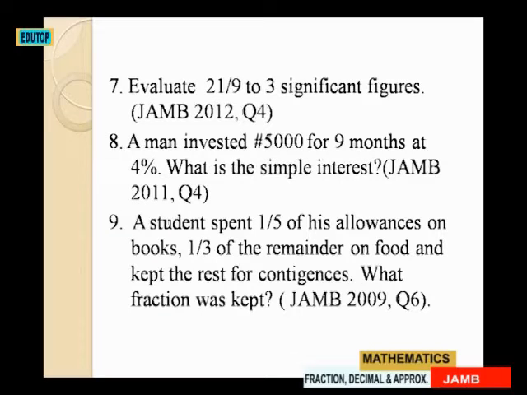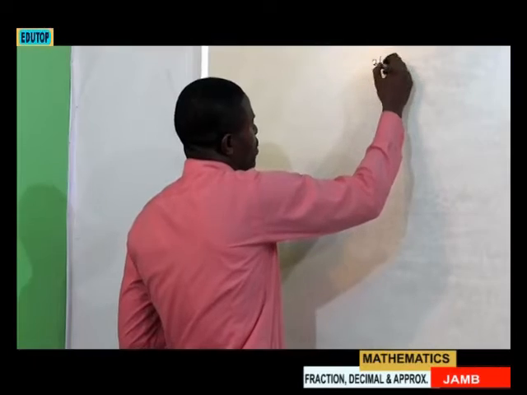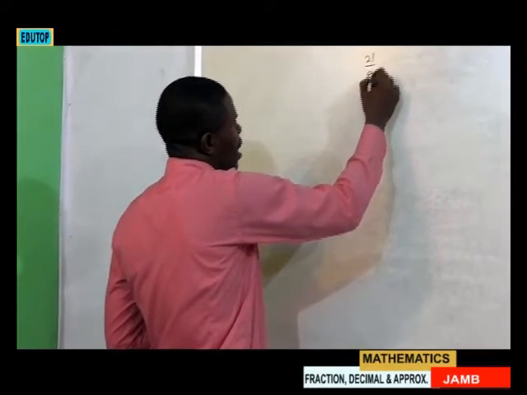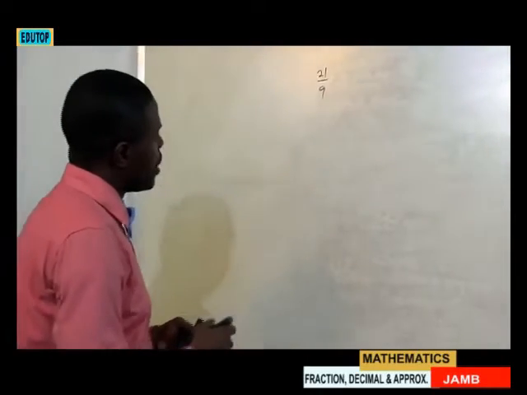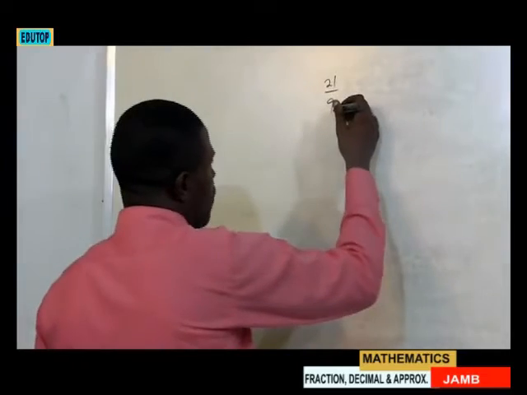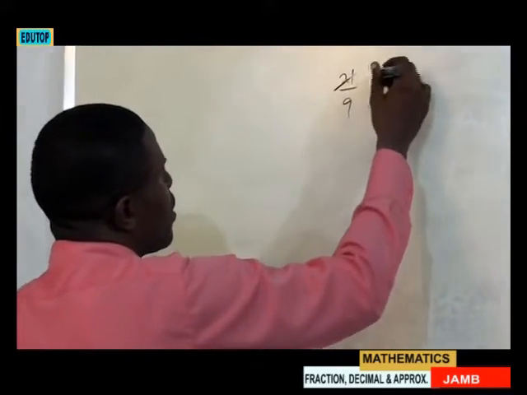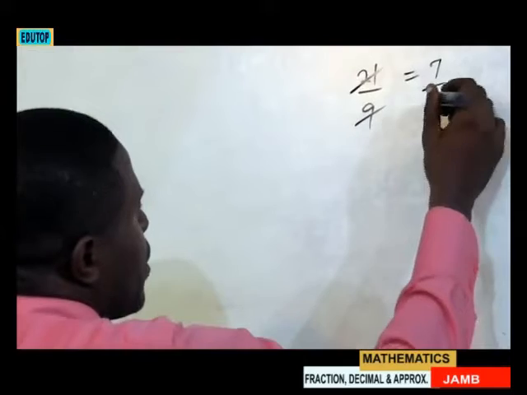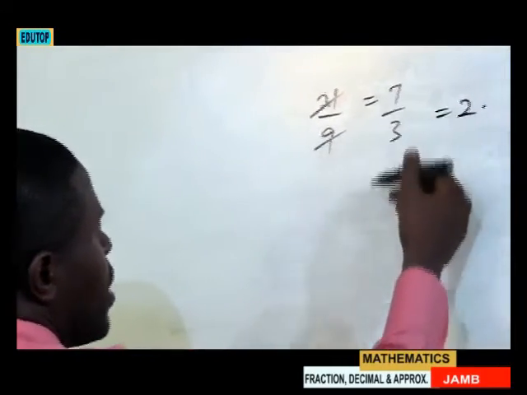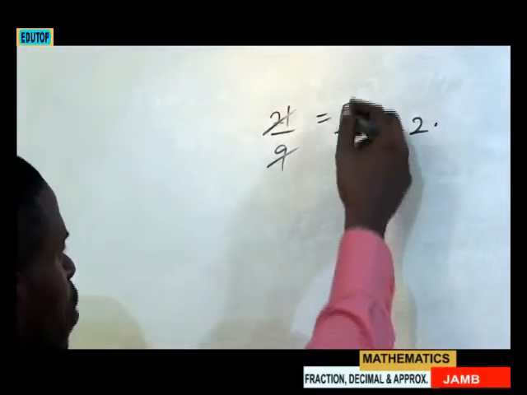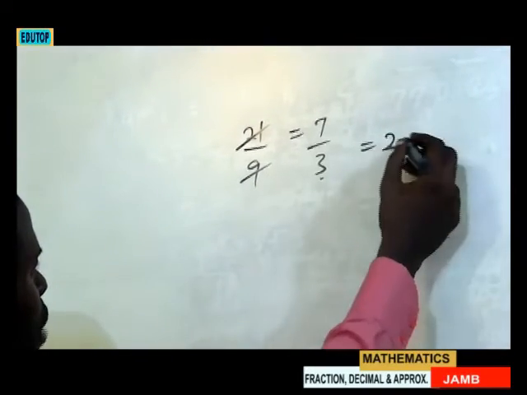Now the next question, which says evaluate 21 divided by 9 to 3 significant figures. This one is a digression from the one we just did. So it is 21 divided by 9, and we're asked to express it in 3 significant figures. So the first thing we note here is that 3 in 7, 2. Point, remainder 1. 3 in 1 is impossible, so that's why you have the point.